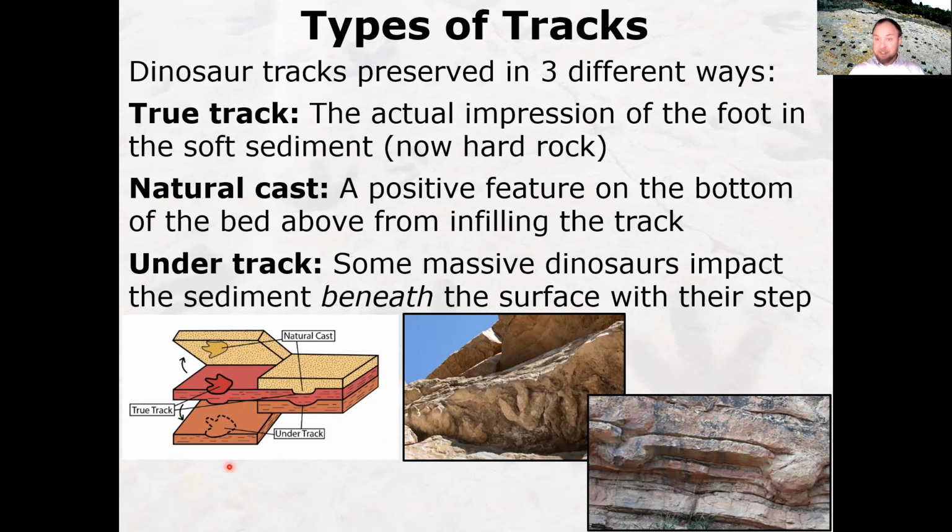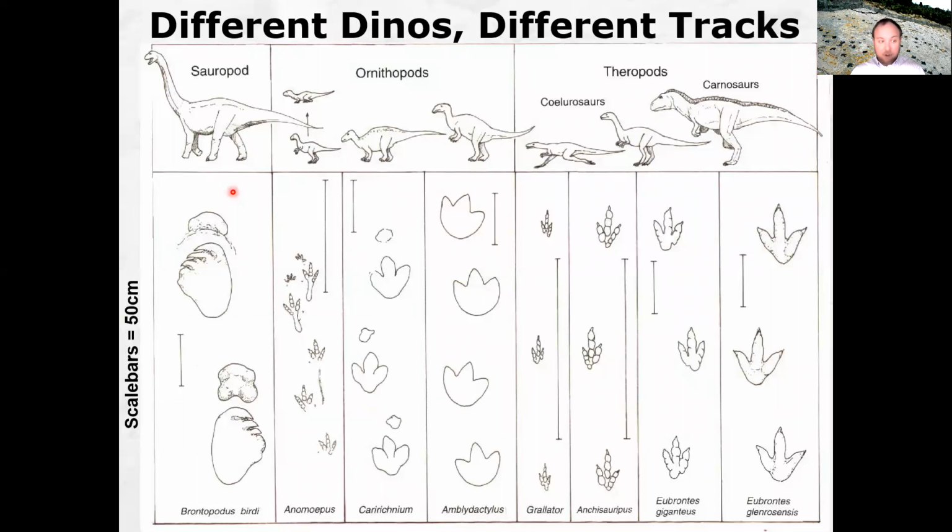So you can get 3 different kinds: the true track, the actual foot itself; the natural cast, filling in that cavity and being on the underside of the bed; and the under track, squishing through to the bed below. Another thing that's very informative about tracks is that different dinosaurs leave different tracks. I showed that figure about all the different footprints that you might find in the woods. Different woodland critters leave different tracks because they're built differently and they behave differently. Different dinosaurs leave different tracks because they're built differently and they behave differently.